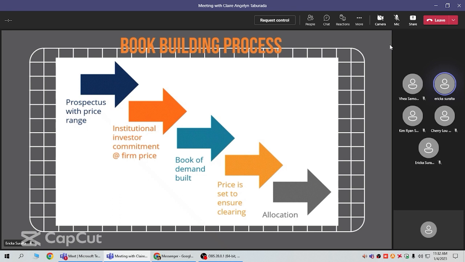As we all know, they are the buy side, the fund managers who allocate their investment money. And of course the corporate side will give the shares or bonds to the investor. That is why it is called the book building process.